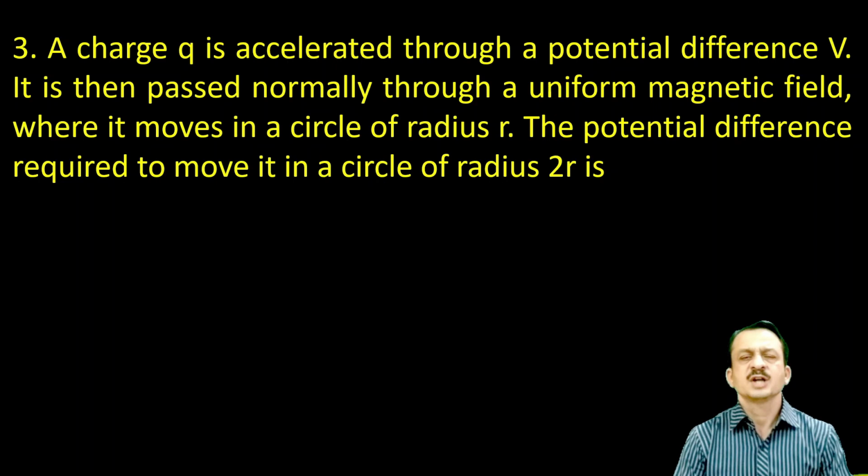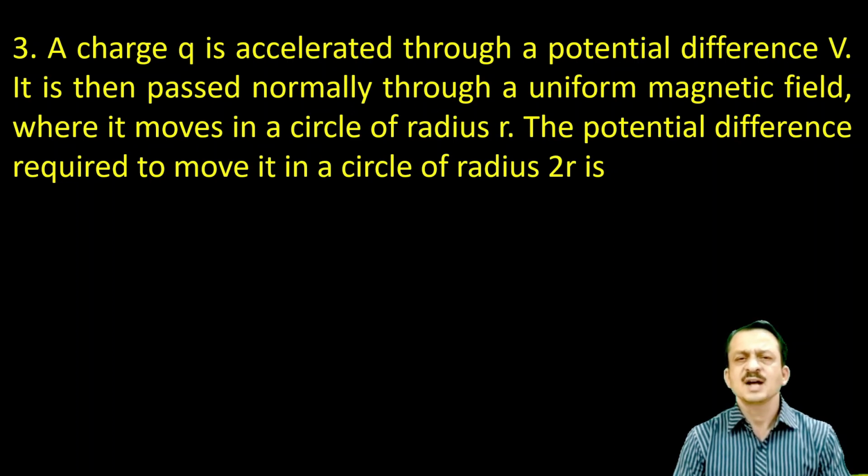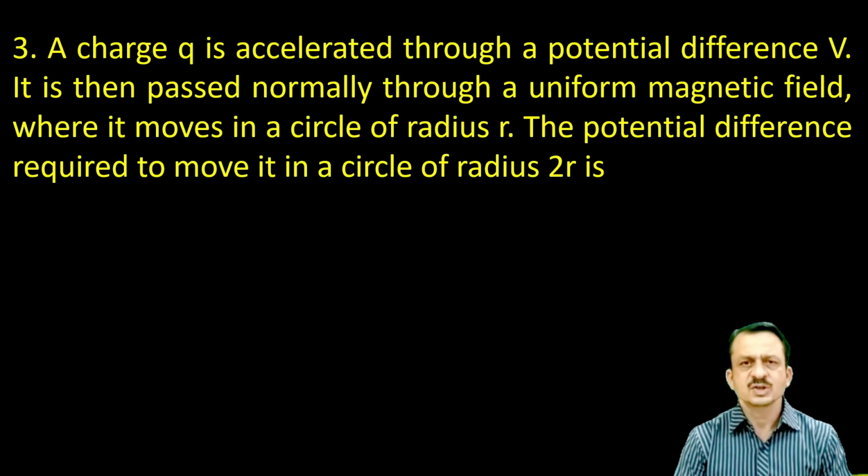A charge q is accelerated through a potential difference capital V. It is then passed normally through a uniform magnetic field where it moves in a circle of radius r. The potential difference required to move it in a circle of radius 2r. Now we have a charge q. Now it is accelerated through a potential V. Then it is passed through a magnetic field.